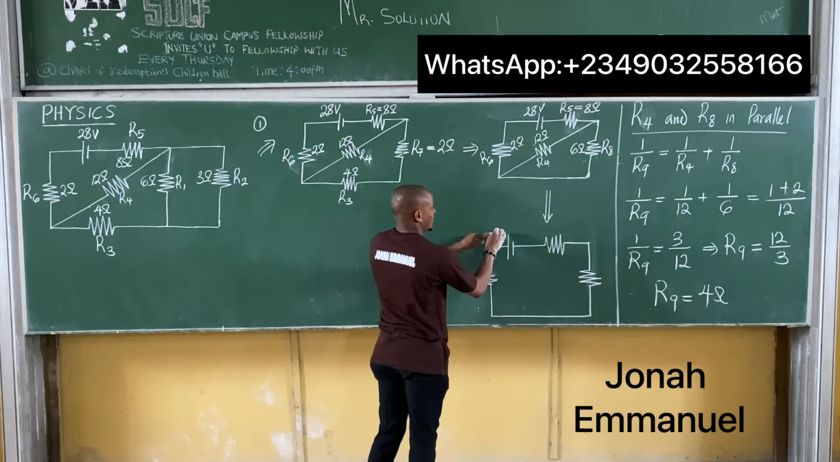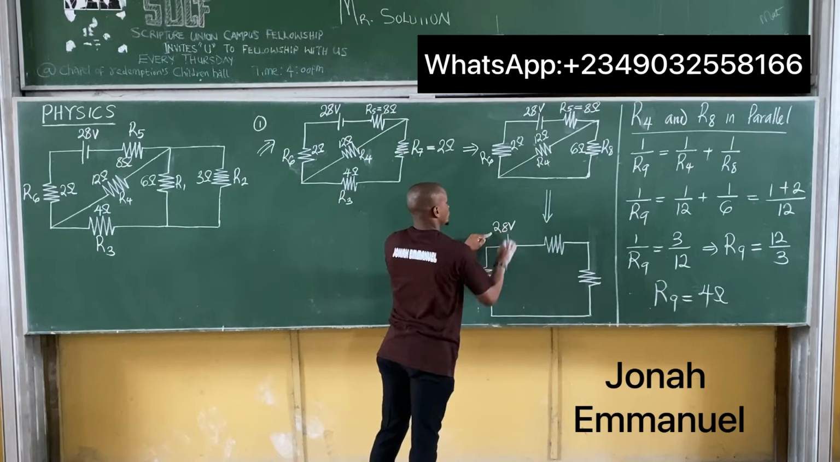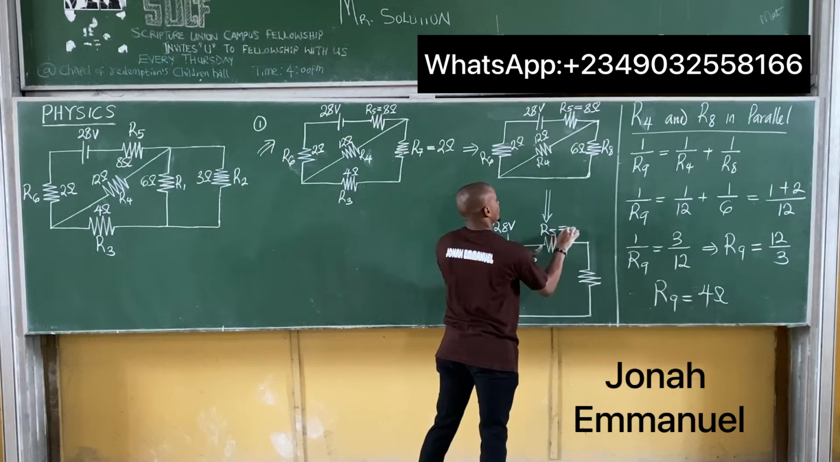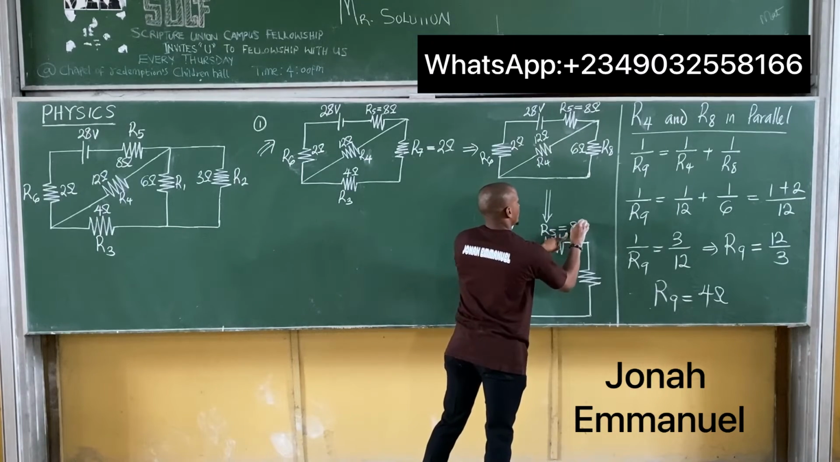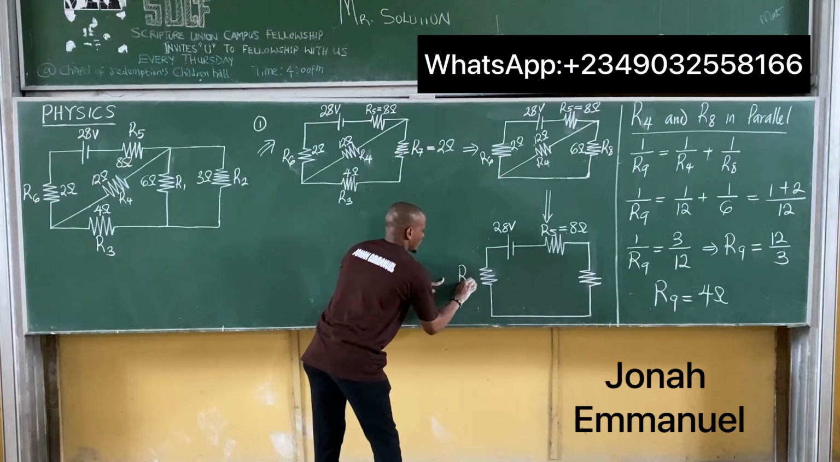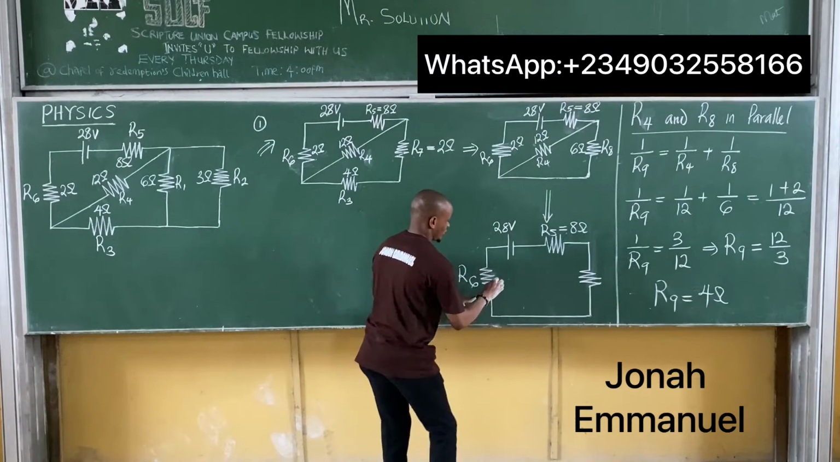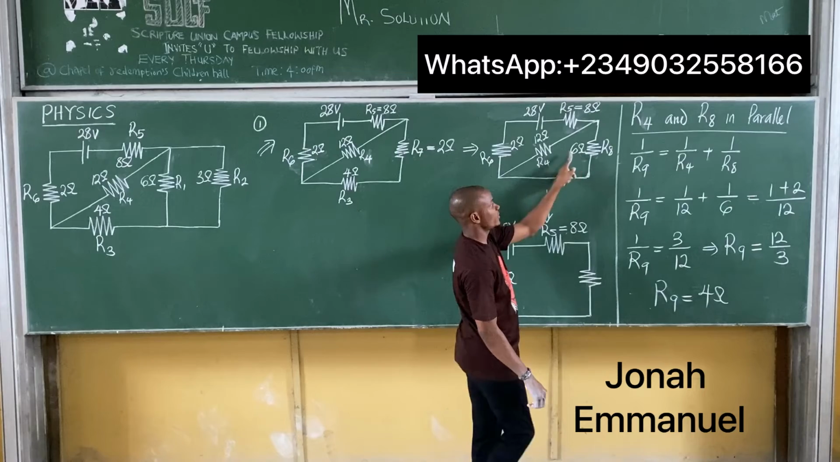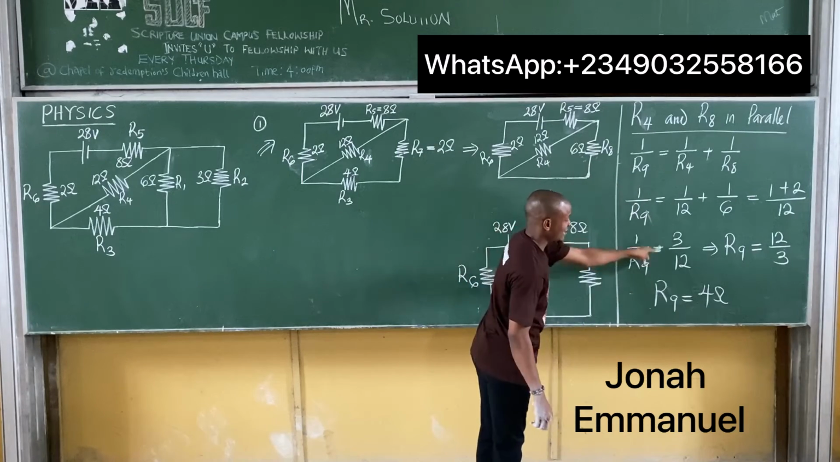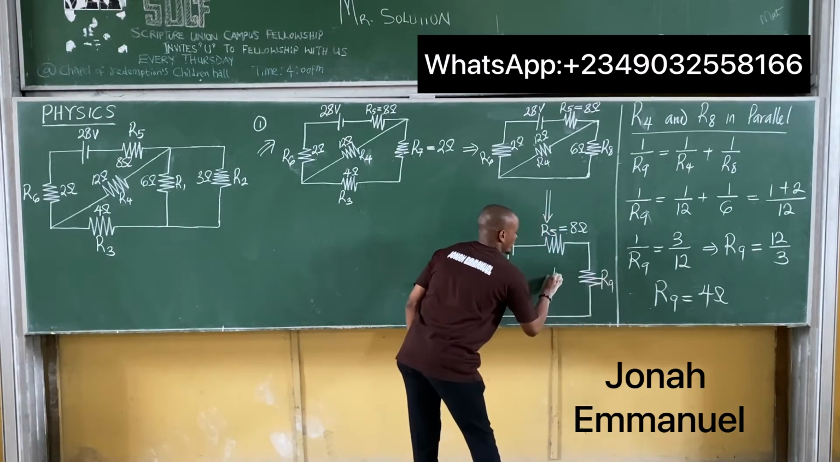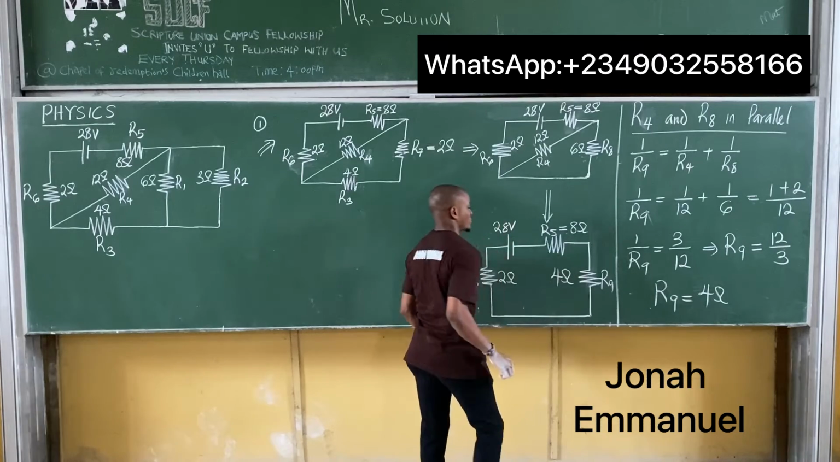Alright, so here's my 28 volts. Here's R5, still untouched. We said R5 is equal to 8 ohms. Here's R6, whose value is 2 ohms. Finally, we resolved these two in parallel and we got the answer as 4. So this is R9, whose value is 4 ohms.